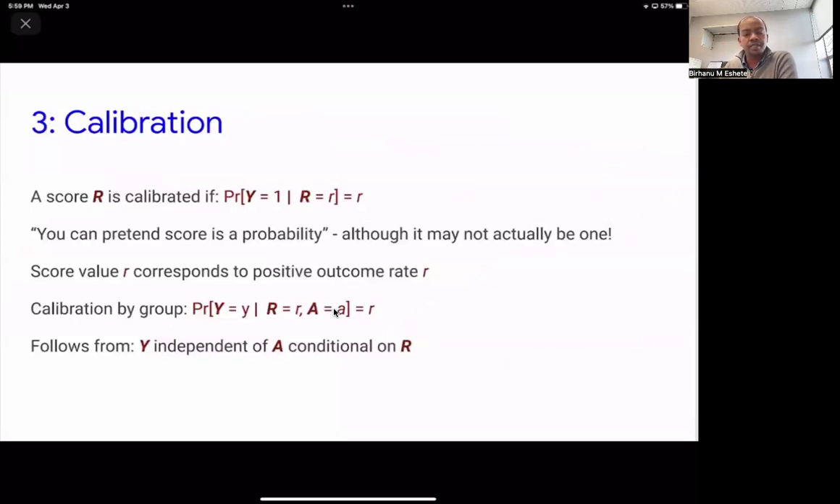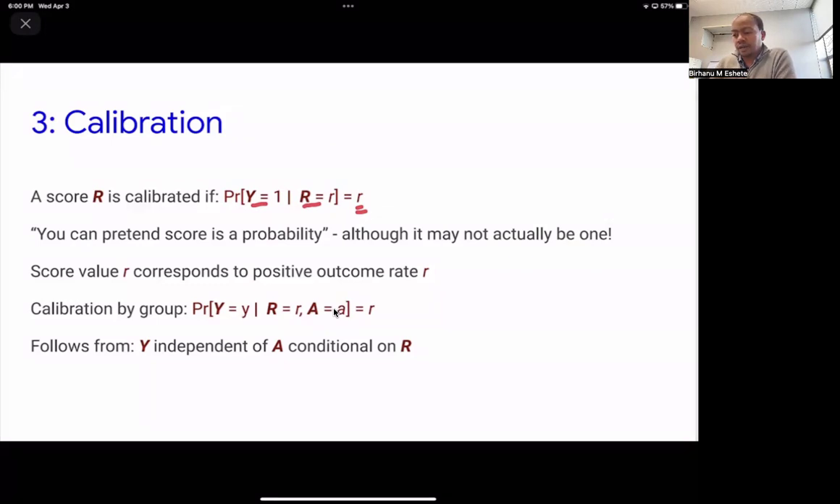The third statistical fairness criterion is called calibration. Calibration, just like when you calibrate machines and so on, right? So the score R is calibrated if the probability of the outcome Y when the score is R is exactly the score R, okay? This might sound a little less intuitive, but we're basically pretending that the score is a probability because you can put the score between 0 and 1, and we're not too far from what a probability is, although it may not actually be a probability, right?